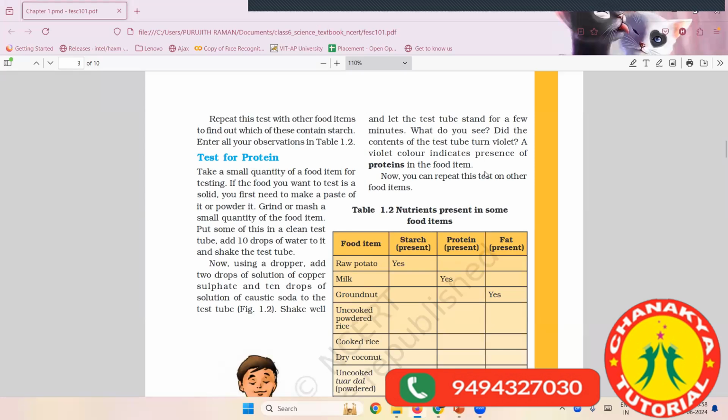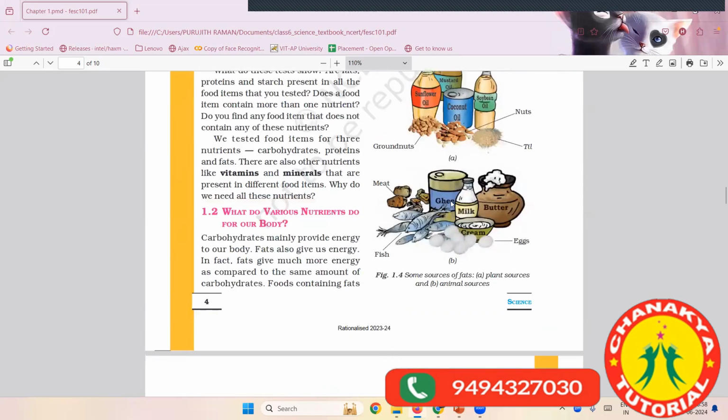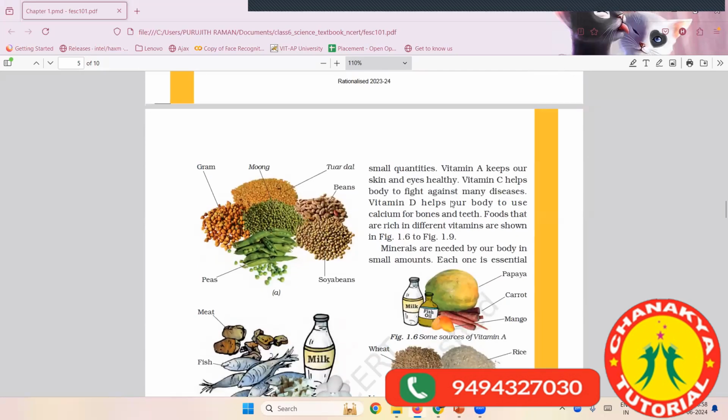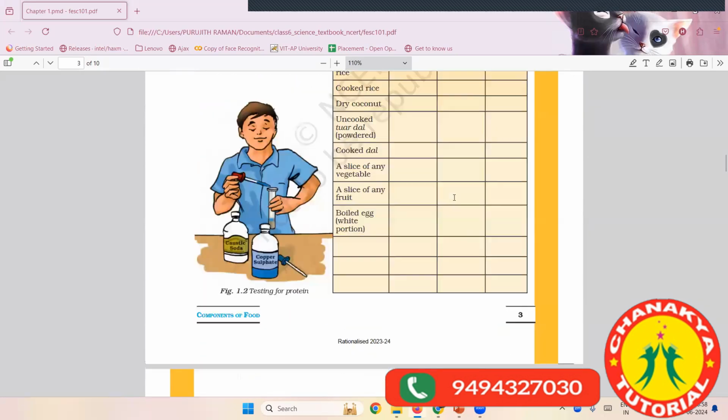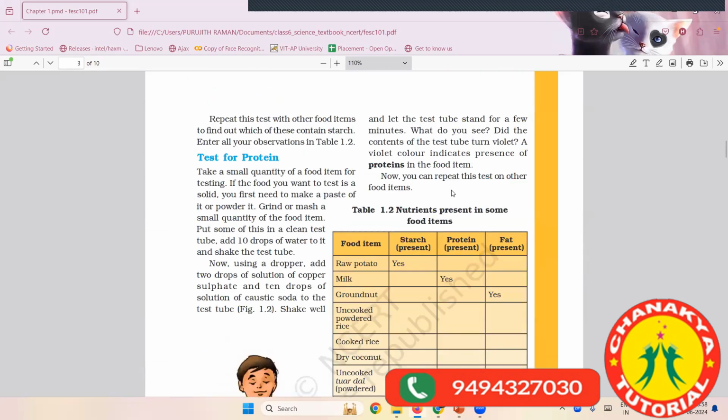So we have a food item, and I am adding some unknown solution to it. It turned violet. So does it have protein, starch, or what else? Does it have fat, or what other things does it have? Like that, the question can come. So your answer should be that it has protein.